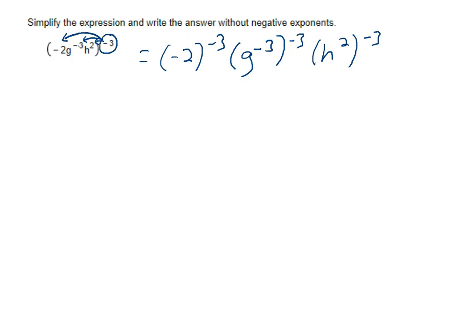Now here things kind of behave a little bit differently because it's different than what we were dealing with previously. Here we have one base that's being raised to 2 different powers. So whenever we have one base with 2 exponents acting on that one base, we multiply these exponents together. So we multiply here. We don't add, we multiply.